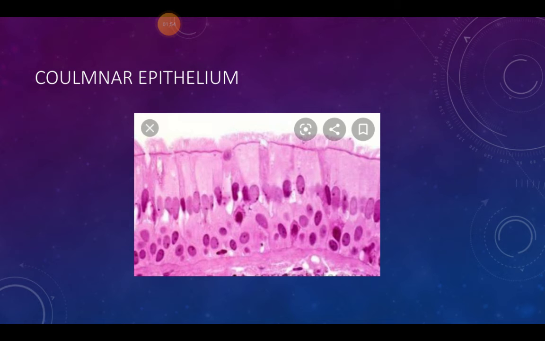Columnar epithelium. Columnar epithelium cells are long and column-like, like this picture. Location of columnar epithelium: it forms the inner lining of the stomach and small intestine. Function of columnar epithelium: its main functions are absorption of digested food in small intestine and secretion of mucus.